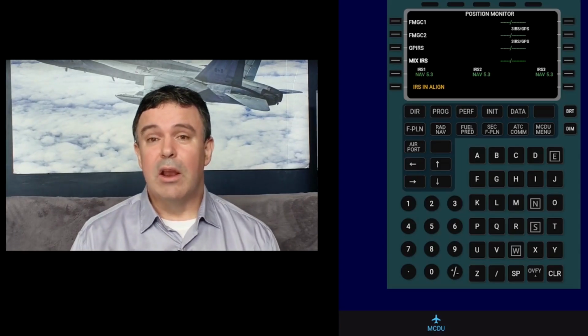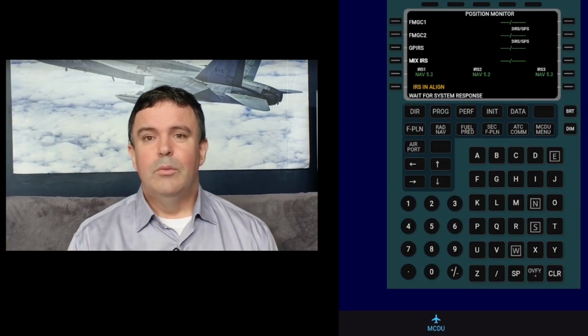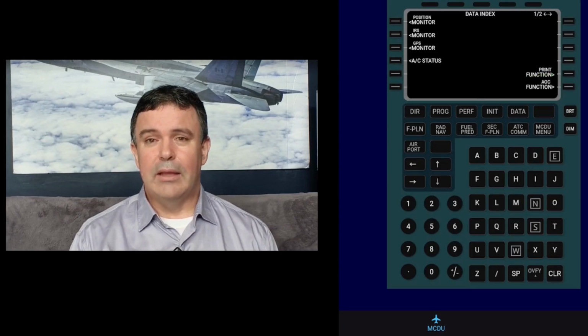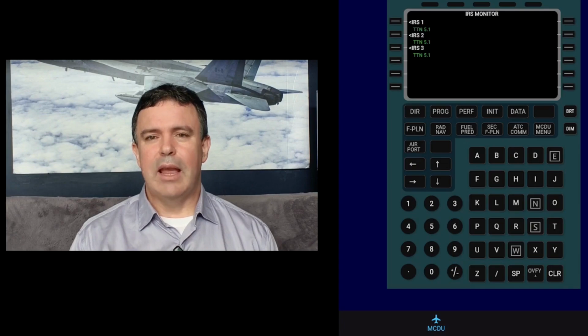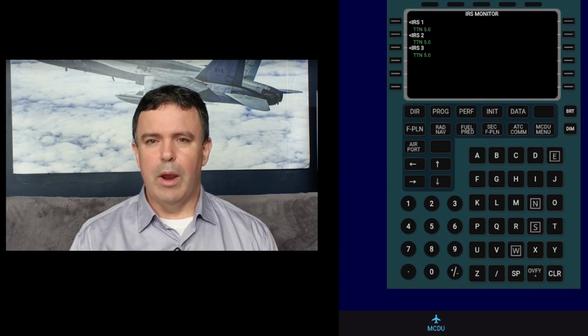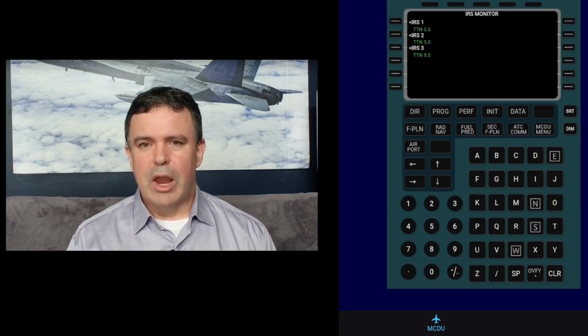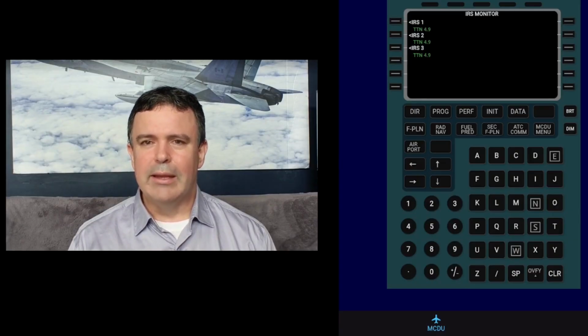Now the IRS is in alignment mode, which means it's not aligned yet, but it's trying to align. We'll go back to the data index and select the IRS monitor. Now we see the same countdown info presented in a slightly different way. For each IRS, there is a TTN line, meaning time to nap, which is how much time is remaining until the IRS reaches nap mode.